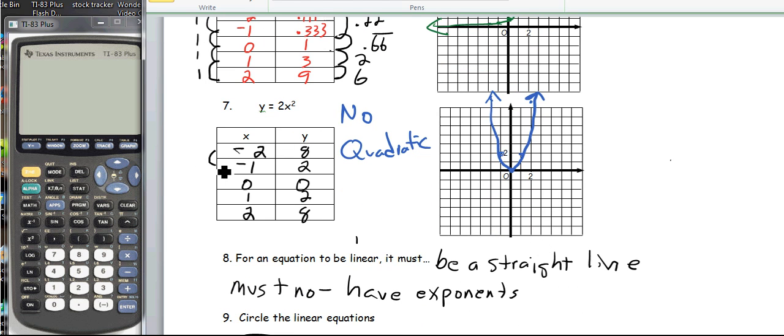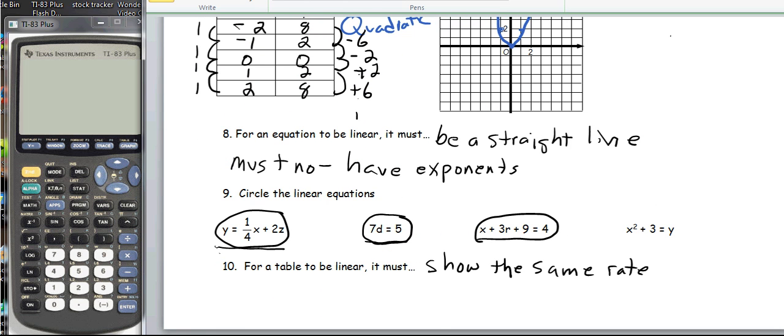If we look at this one, we went up 1, up 1, up 1, up 1. Here, it went down 6. It went down 2. Oh, now we're adding 2. Now we're adding 6. Here we're going down and then we're going up. So it is not going up at the same rate. It is not going down at the same rate. In fact, it is doing both. So you must show the same rate on the table.